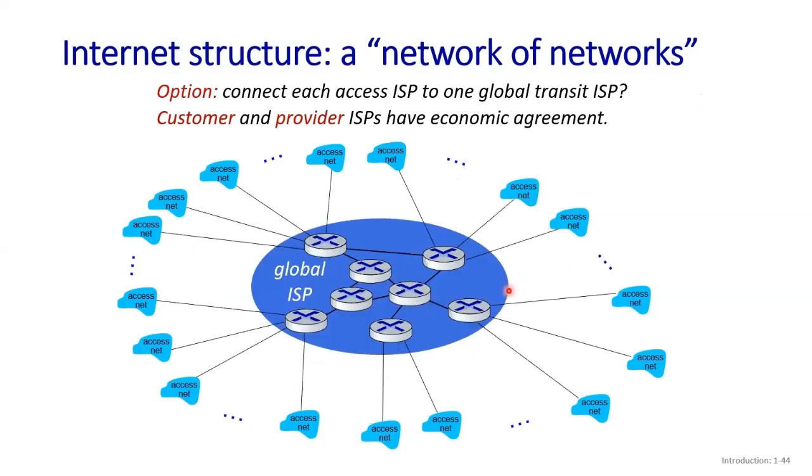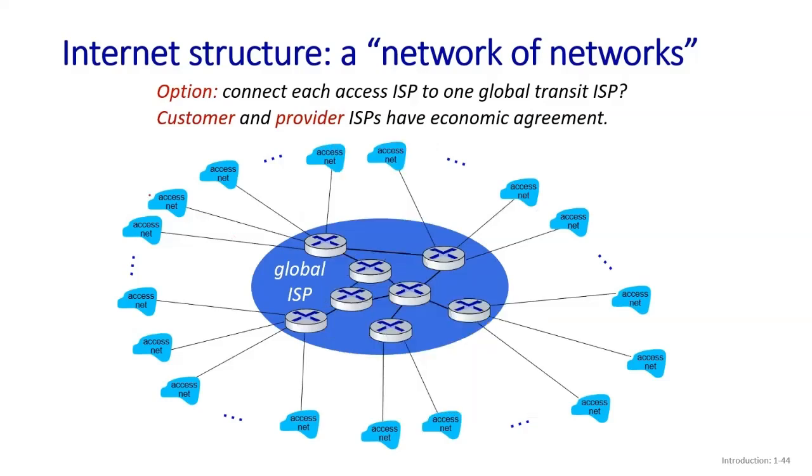So what can be the solution? The solution is to have a global or transit internet service provider. Instead of connecting to each other, these access networks are connected to a global ISP. So one option is to connect each access ISP to one global transit ISP. In this case, we have a customer and provider relationship.